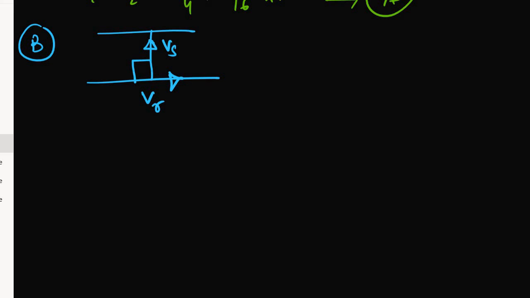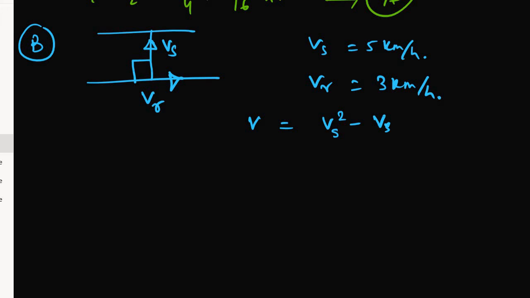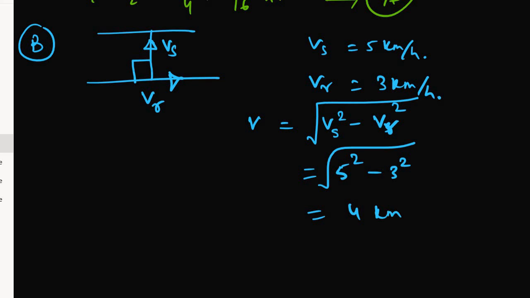What was the swimmer's velocity? Vs was 5 km per hour, right? And what was Vr? 3 km per hour. So, for 90 degrees, the magnitude of the resultant will be the square root of Vs square minus Vr square. So it would be the square root of 5 square minus 3 square, which is 4 km per hour. We got this as the resultant velocity of the second person B. Now if it is 4 km per hour, then it would be equal for going straight and coming back. It would not be upstream or downstream.